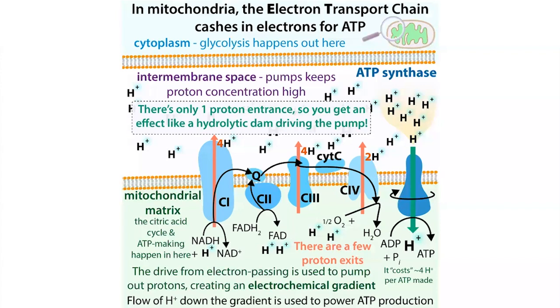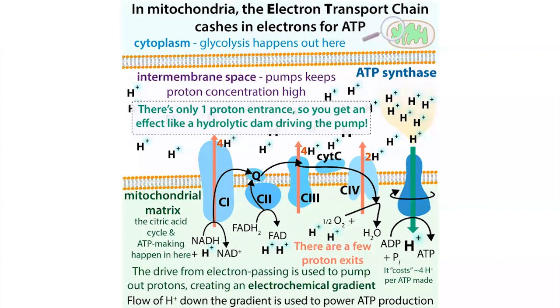And so we saw an example. When did we see an example of this? Back to our idea of shuttles. What were the 2 shuttles that we talked about to get electrons into the mitochondrial matrix from that NADH that we generate in the cytoplasm?